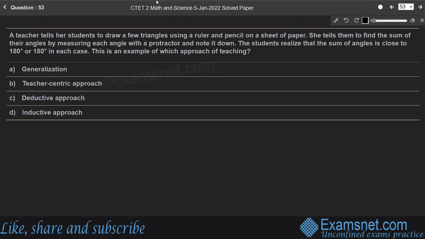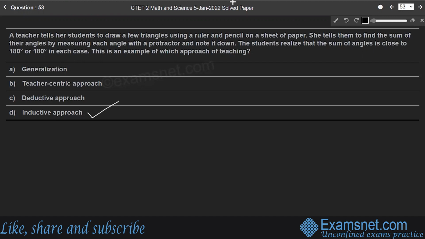Question 53. A teacher tells her students to draw a few triangles using a ruler and pencil on a sheet of paper. She tells them to find the sum of their angles by measuring each angle with a protractor and note it down. The students realize that the sum of the angles is close to 180 degrees or equal to 180 degrees in each case. This is an example of which approach of teaching? Generalization, teacher-centric approach, deductive approach, inductive approach. Here the correct answer is inductive approach.